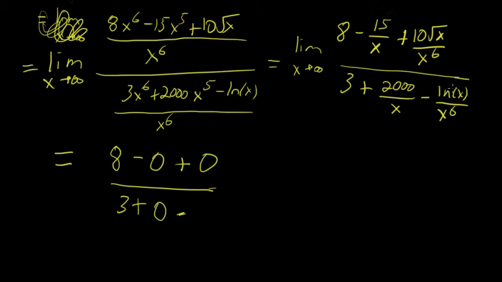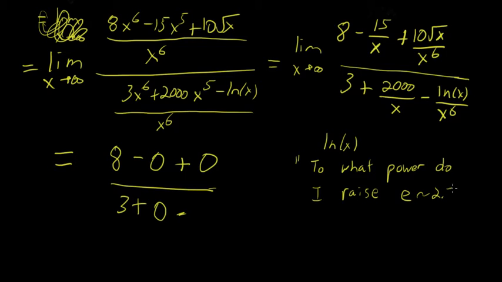Now what do you make of ln of x? Well, you have to think, what is the ln function? ln of x is basically asking: to what power do I raise e to get x? The number e is approximately 2.718.